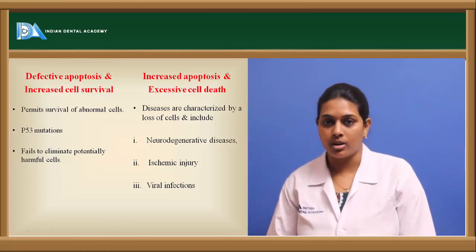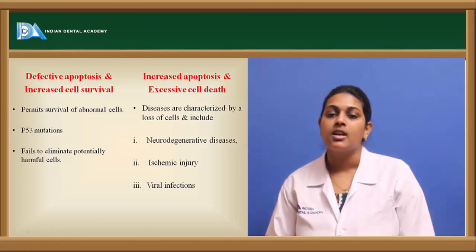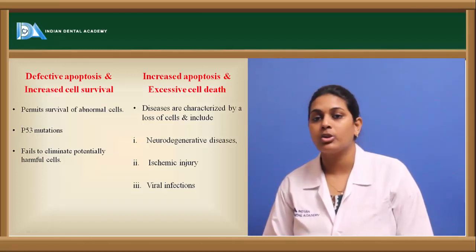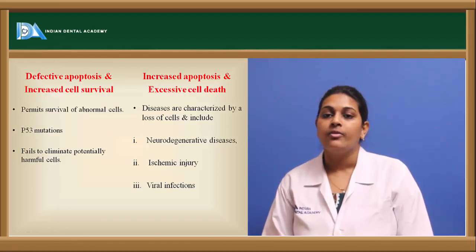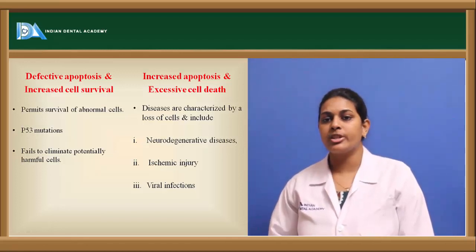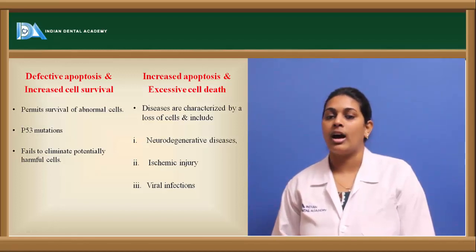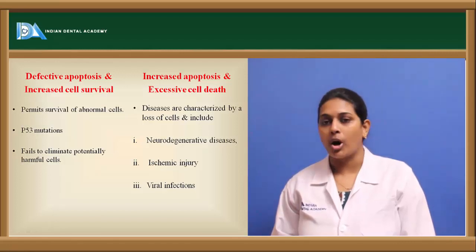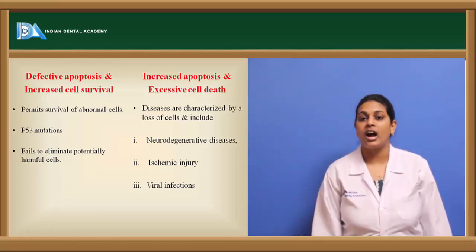The p53 gene is a tumor suppressor gene which usually has a function in promoting the process of apoptosis. Whereas in any mutations, that is any abnormal changes in this p53 gene, there will be inactivation of the process of apoptosis, where it does not let apoptosis happen and lets the abnormal cells survive within the body, which might complicate the further process. And these are potentially harmful cells.